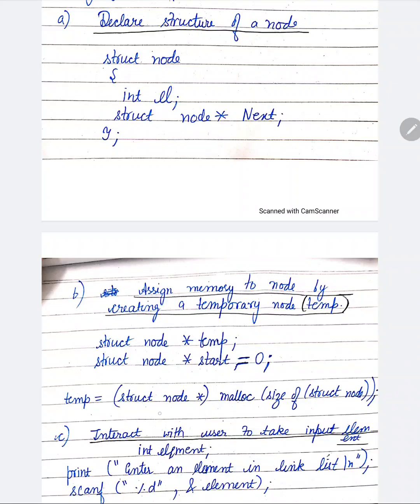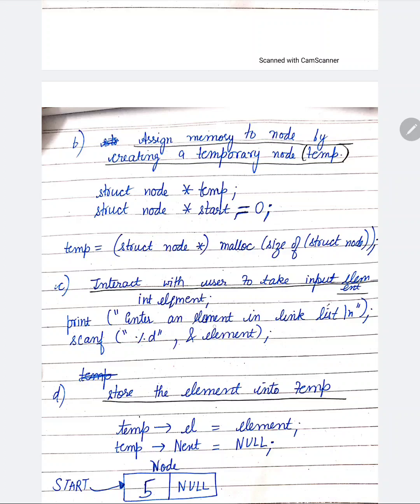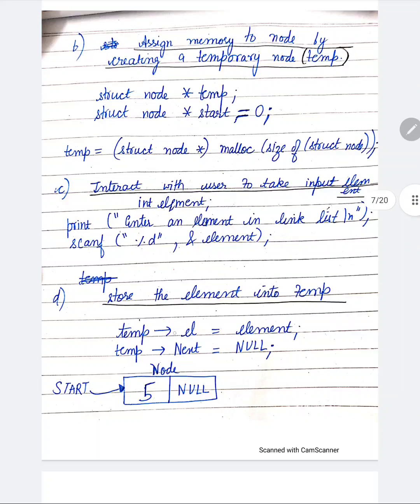That is, temp is a node of type structure and the memory allocated should be of the same type as the node. Alright, this is how we declare it. Then we ask the user to enter an element. So, enter an element in the linked list. Scanf percentage d, n element, the user will enter that element, and then in the el part of the node temp we will store the element value.